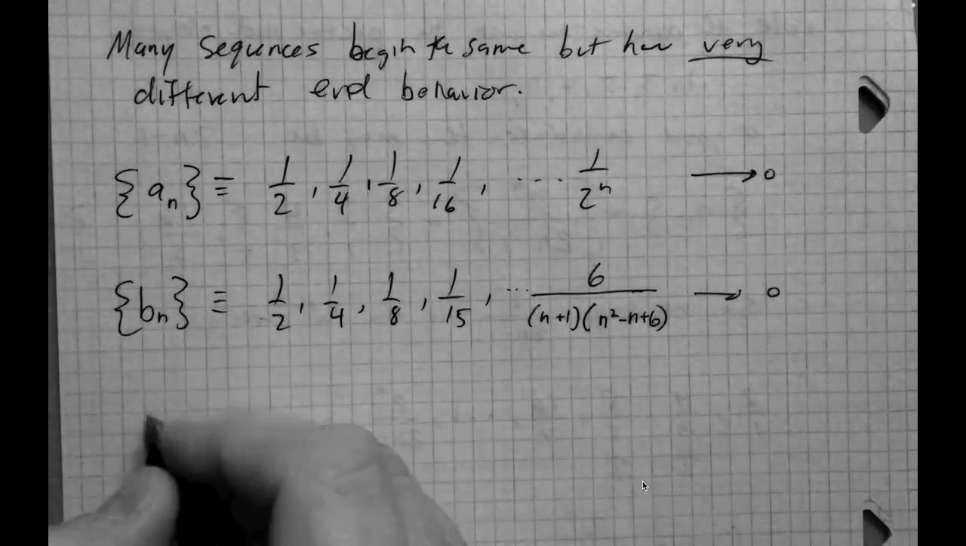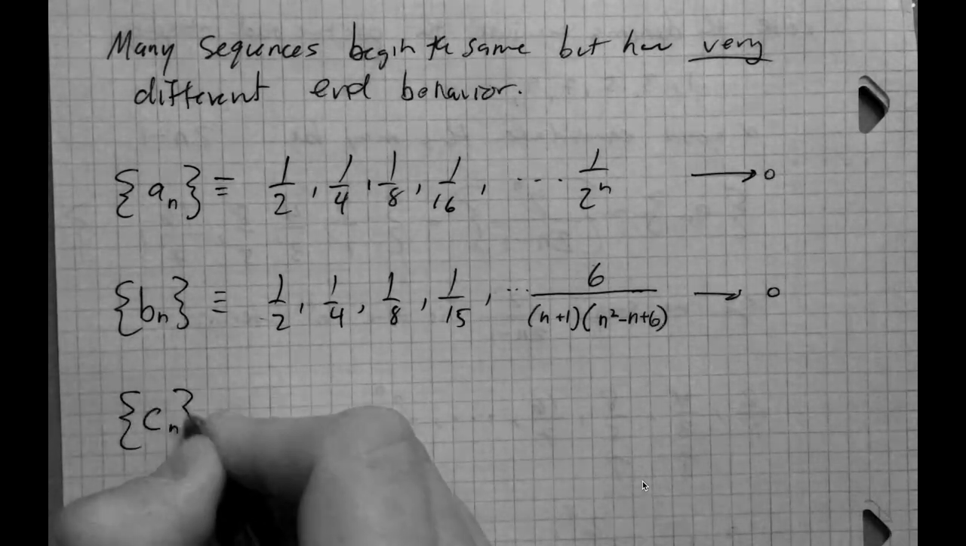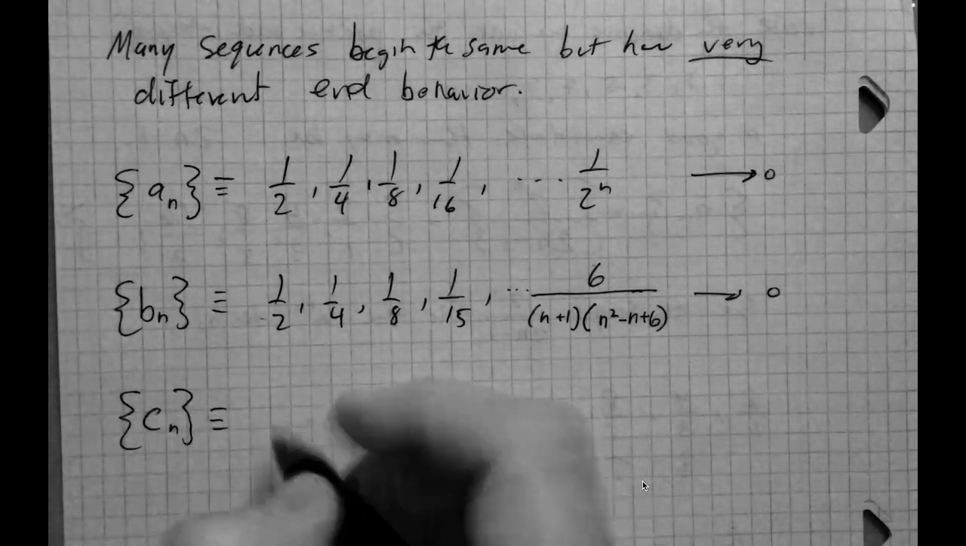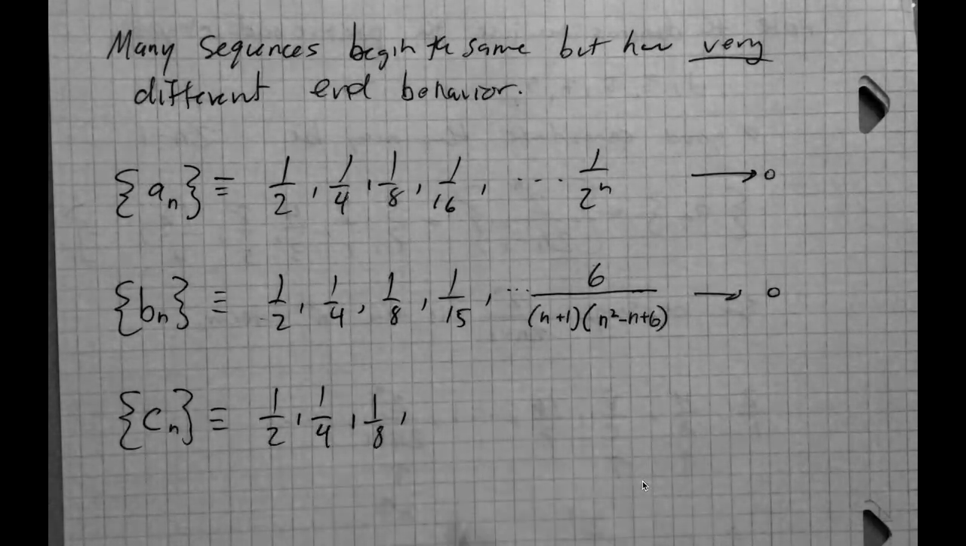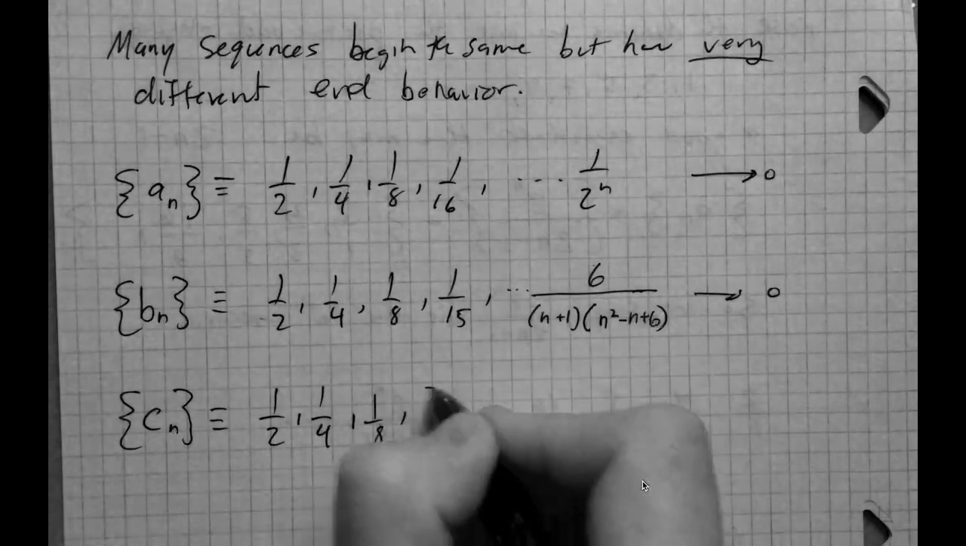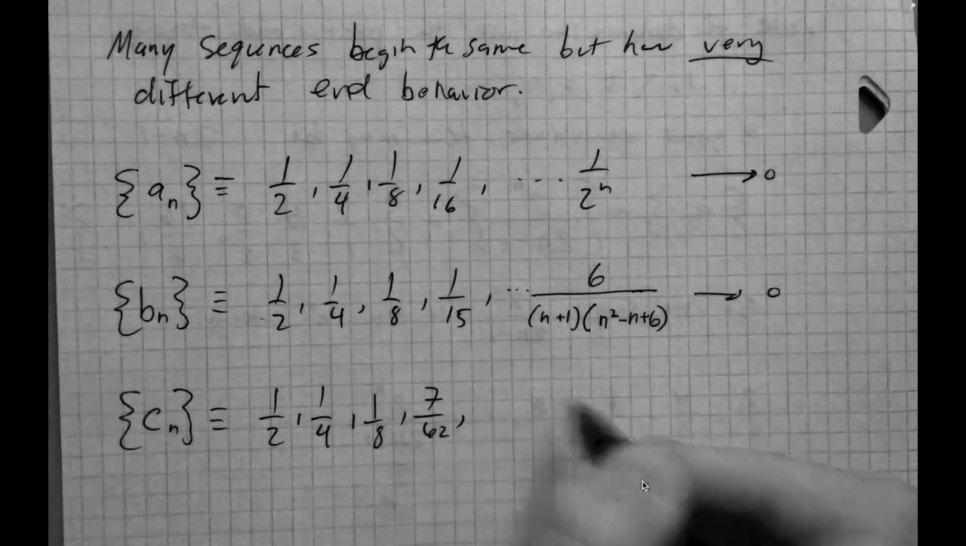Okay. What about this sequence? Here again, starting at 1/2, 1/4, 1/8, but then the 4th term is 7 over 62. And it continues.